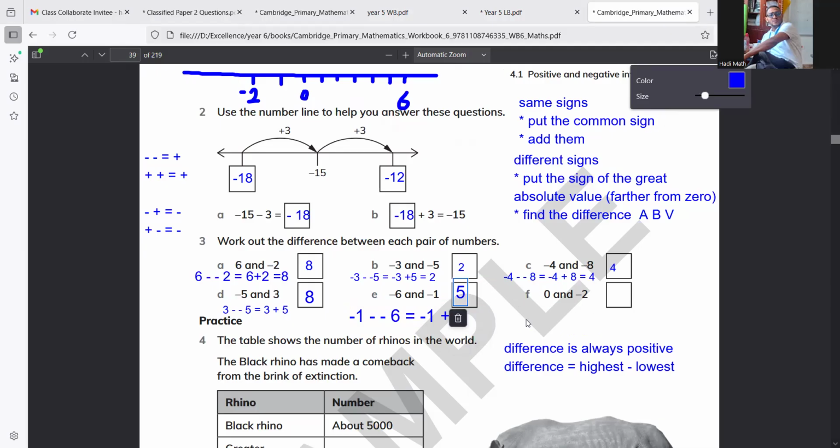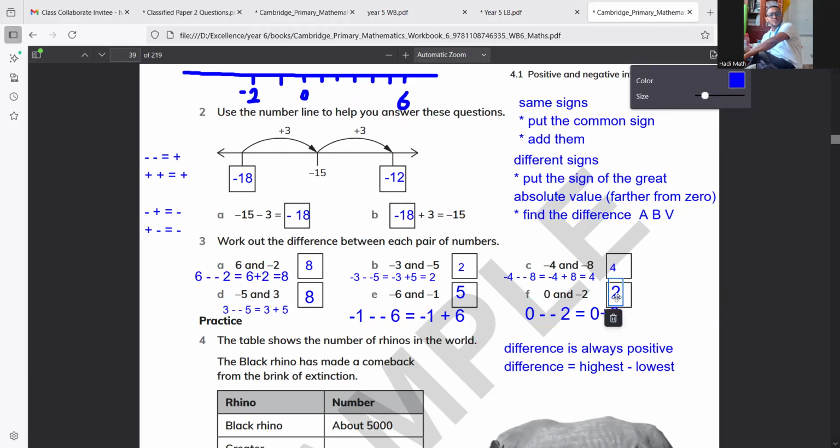The same idea: 0 is the greater number, minus -2. And that will be equal to 0 plus 2. And the answer is equal to 2. So this is how we find the difference.